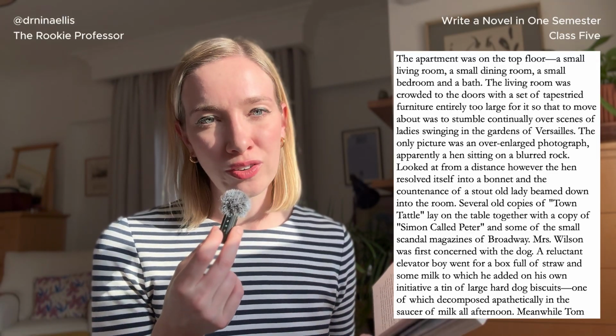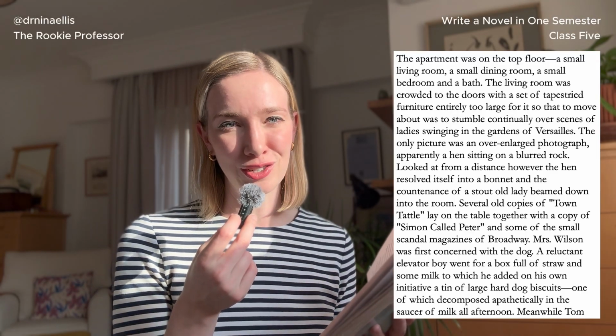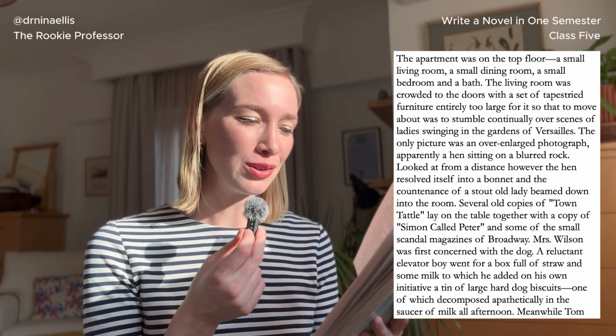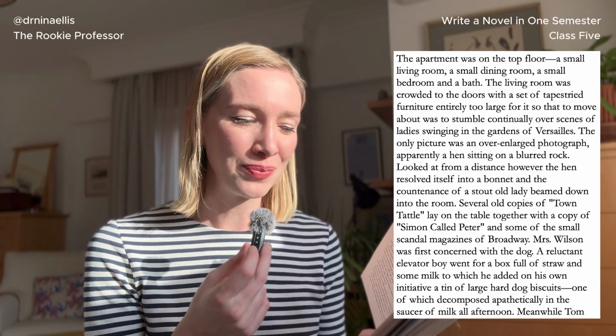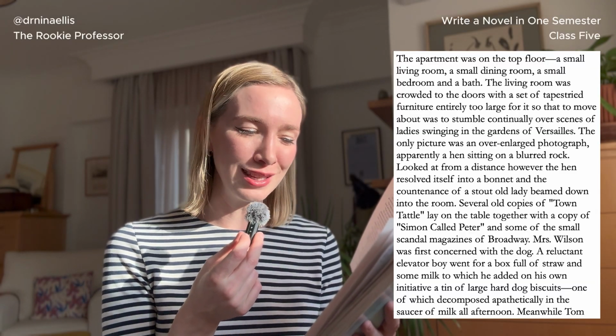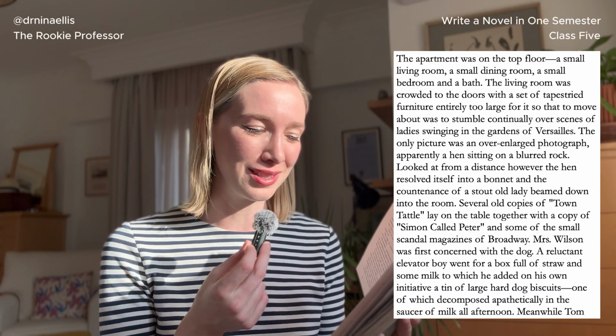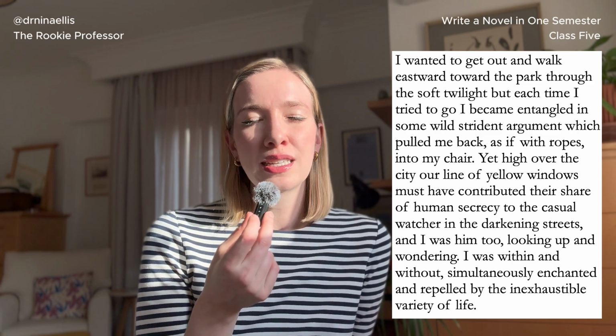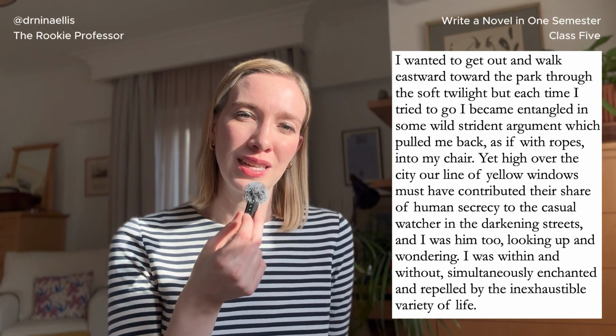And Fitzgerald has a wonderful and scathing passage of setting description. "The living room was crowded to the doors with a set of tapestried furniture entirely too large for it, so that to move about was to stumble continually over scenes of ladies swinging in the gardens of Versailles, and so forth." Next, Nick Carraway spends the afternoon with Myrtle and Tom and some of their friends, including Myrtle's sister, at this apartment in Manhattan. Nothing really of consequence happens in this section, except a brief mention of Gatsby by the sister of Myrtle, which helps to build tension.